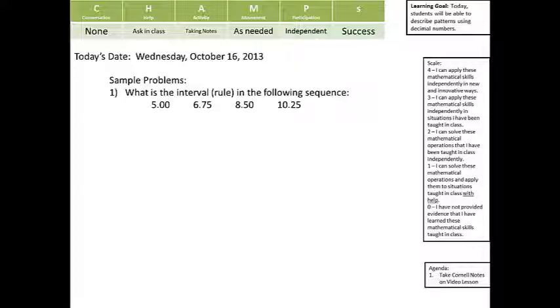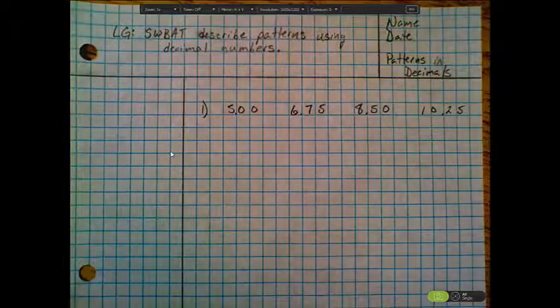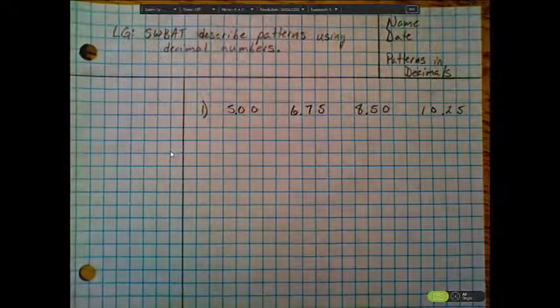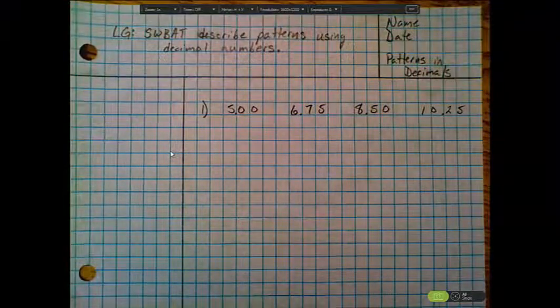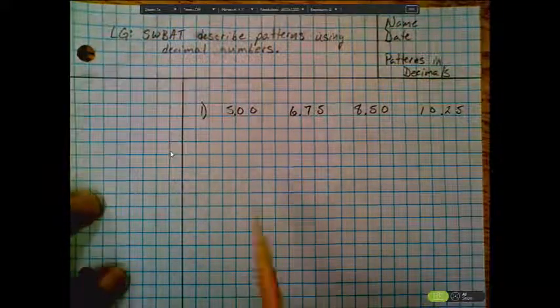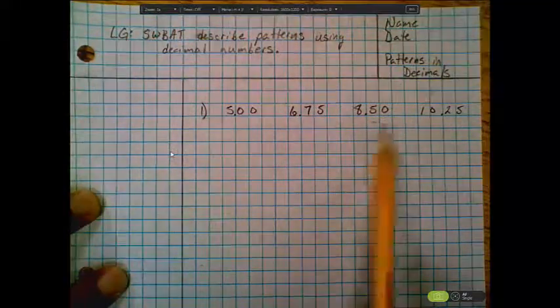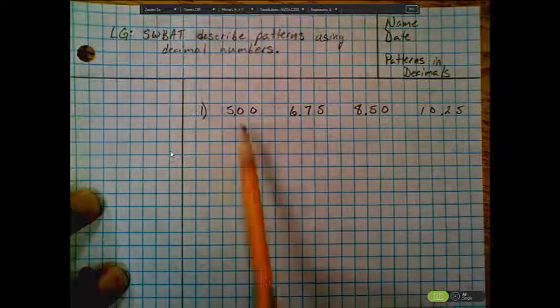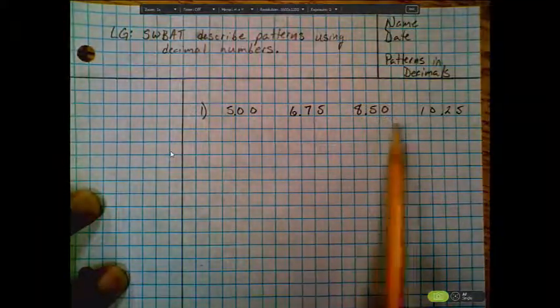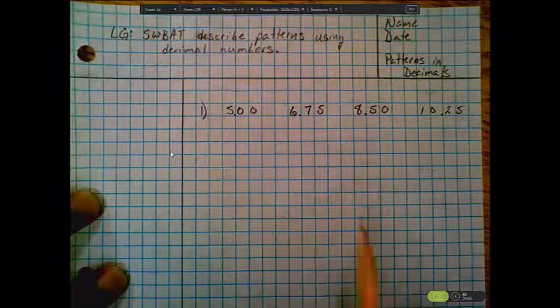So let's go ahead and do a sample problem. In this sample problem, we have 4 numbers, and we're going to try to determine what is the interval or the rule in the following sequence. Okay, so I've gone ahead and copied down the sequence that was given us. It has 4 terms in it, so this is a term, this is a term, this is a term, and this is a term. And we want to find the space between each term, which is the interval.